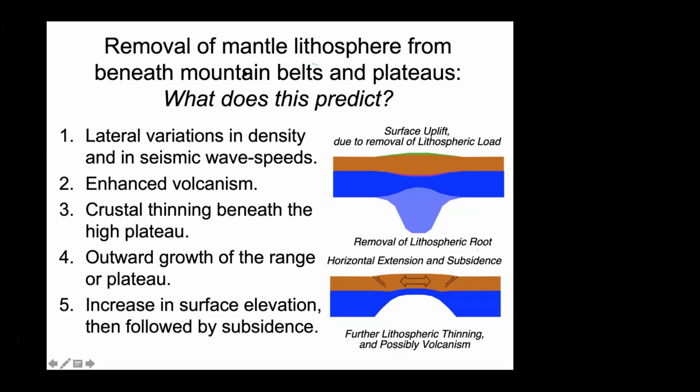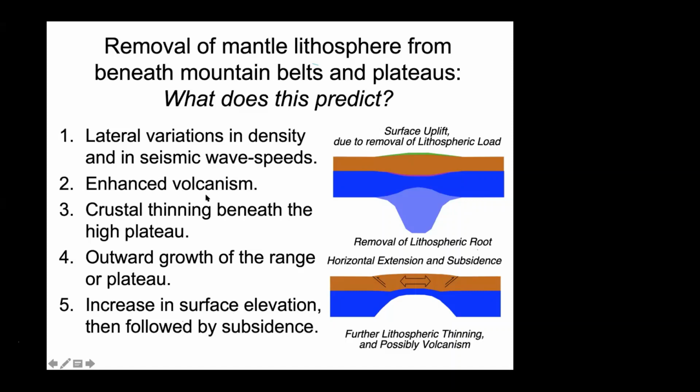So removal of mantle lithosphere beneath mountain belts and plateaus, what does it predict? Well, it predicts lateral variations in density and seismic wave speeds because you've removed this cold material and taken it away. Enhanced volcanism, you've removed this, you've brought hot material to shallow depths in here where it can melt. You've thinned the crust, we talked about that. Outward growth of the range will occur where thrust faults are today. There'll be an increase in the surface elevation because of the removal of this cold, dense material. And then, because of the extension and the crustal thinning, this will be followed by subsidence.